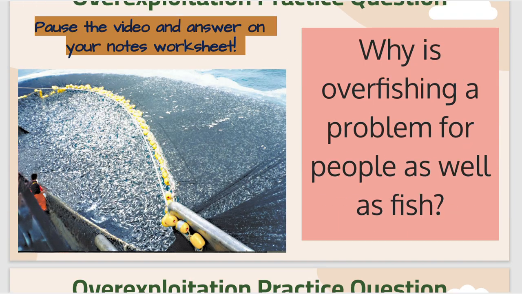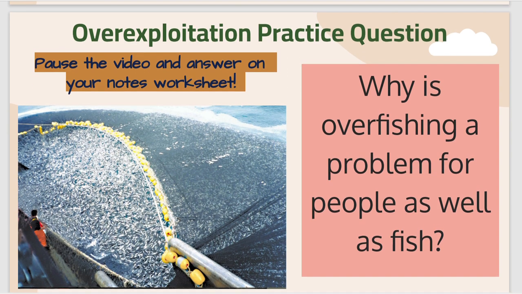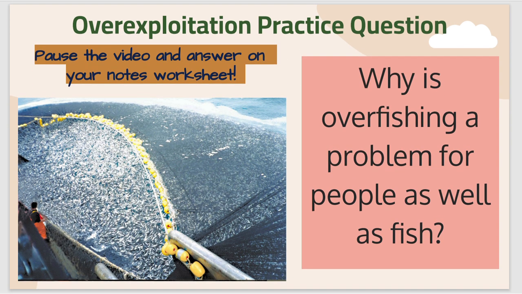So practice question: why is overfishing a problem for people as well as fish? So this is a two-part question. Why is overfishing bad for humans? Why is it bad for fish? Pause the video, answer the question on that blank space in the worksheet, and then we'll go over it together. I'll show you kind of what my thinking process was with it. Alrighty, go ahead and pause it.